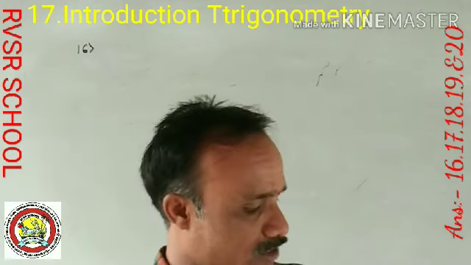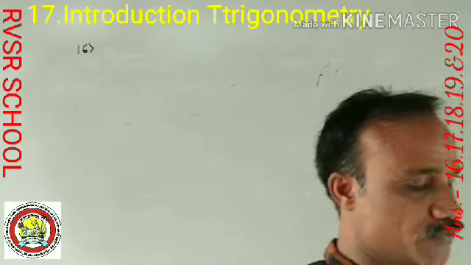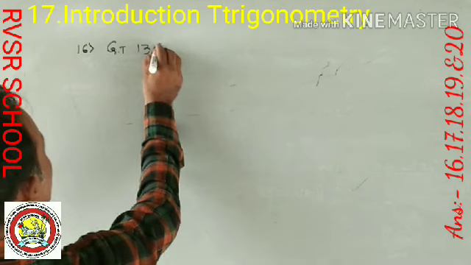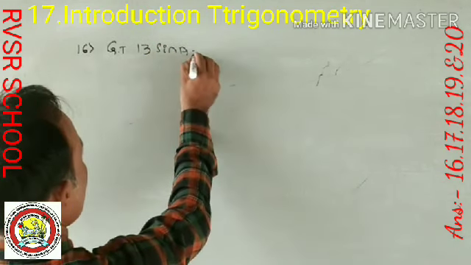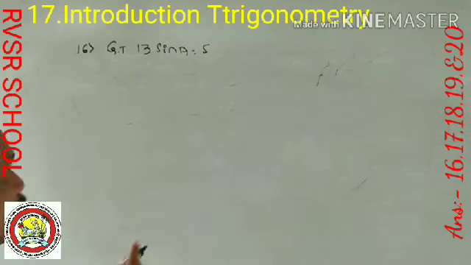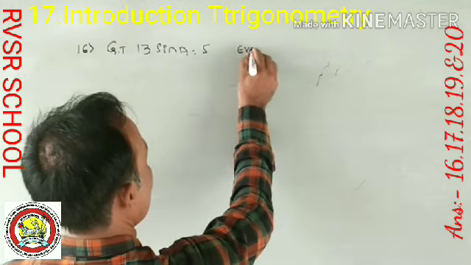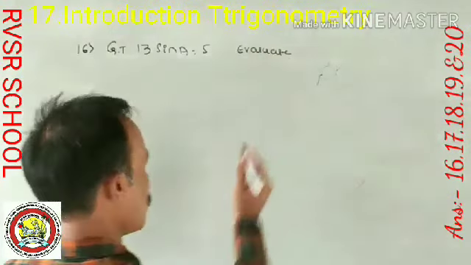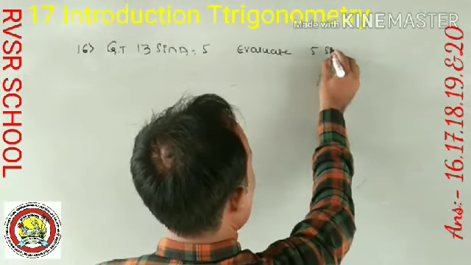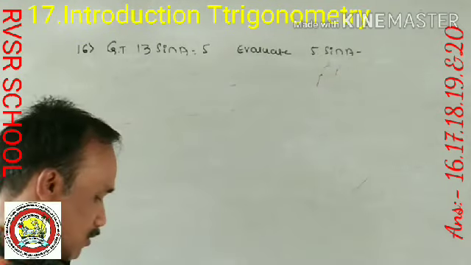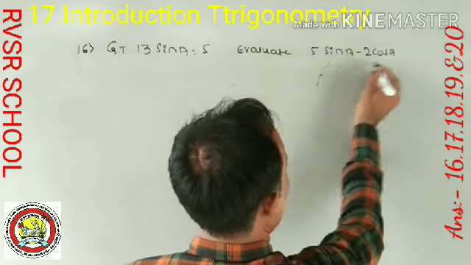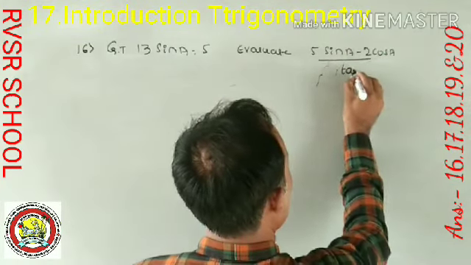Given that A is an acute angle and 13 sin A is equal to 5. Evaluate (5 sin A minus 2 cos A) divided by (2 cos A divided by tan A).